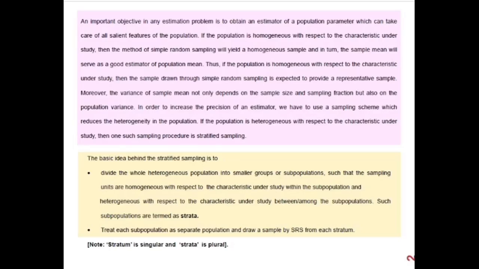Welcome to this data statistics. Today we are going to discuss a very important topic, that is stratified random sampling.